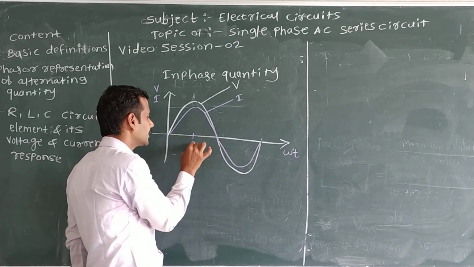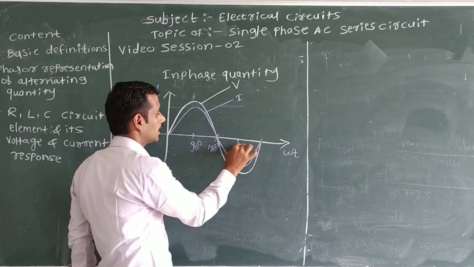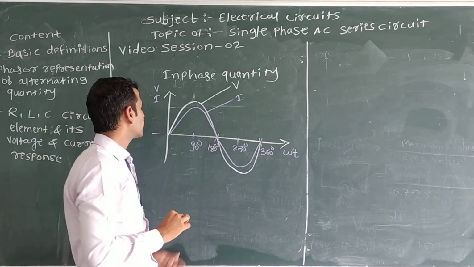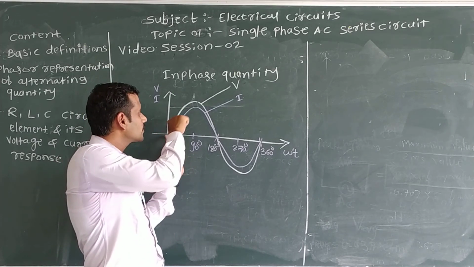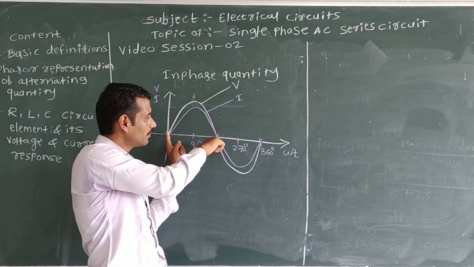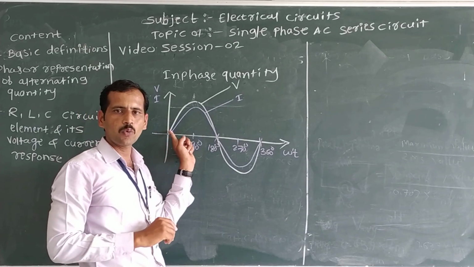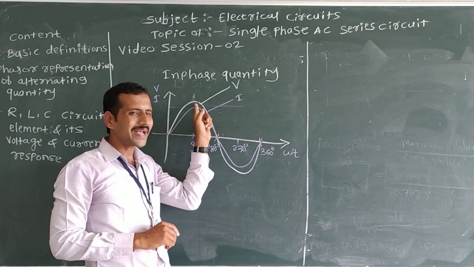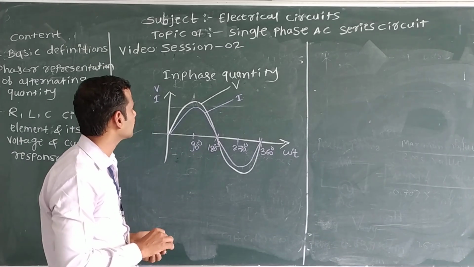Means here 90 degree, here 180 degree, 270 degree, 360 degree. If two alternating quantities reach their zero and maximum value at the same time, then it is known as in phase quantity. So both will start at a time, both will reach zero at a time, both will reach maximum at a time, again both will reach zero at a time. That is known as in phase quantity.